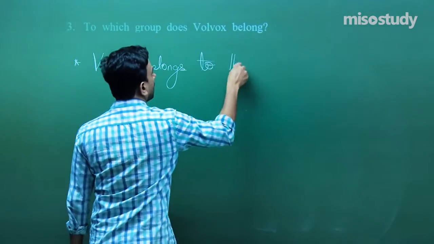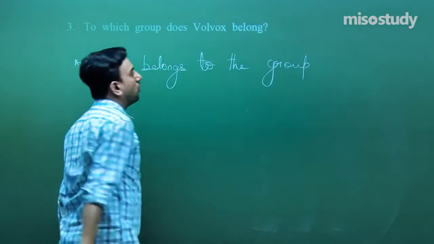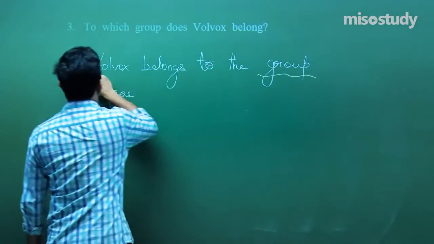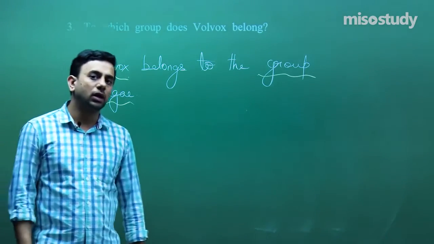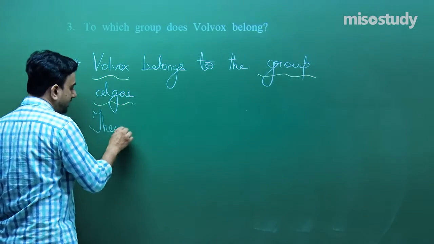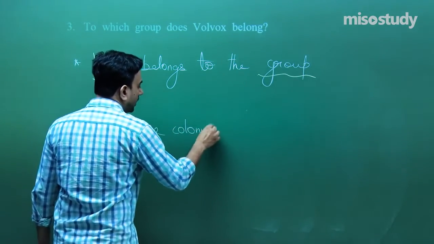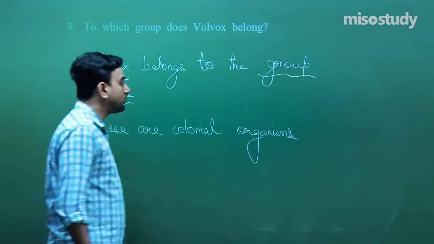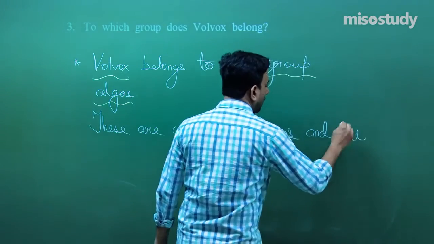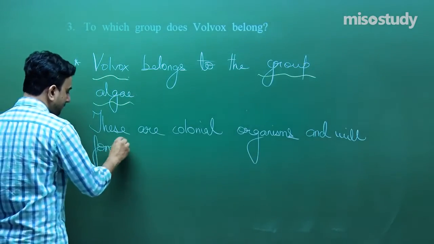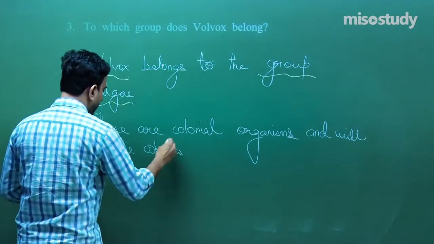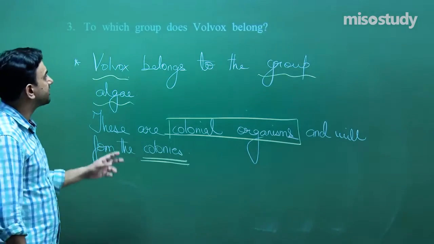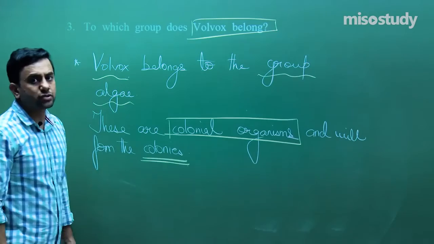Volvox belongs to the group algae. We will see that these are colonial organisms, which form colonies, and this is what the volvox belongs to.